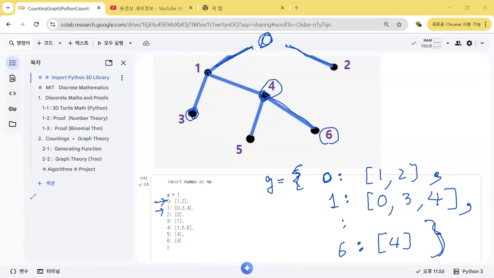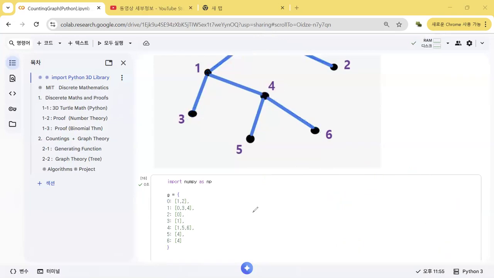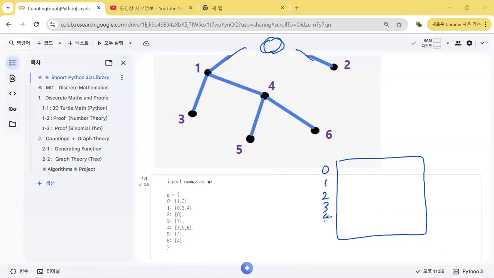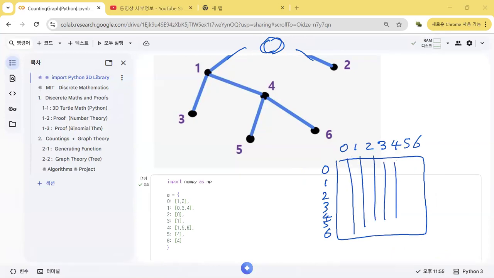But then how about the matrix representation? For the matrix representation, how many vertices are there? The starting one is zero. So there are seven vertices: 0, 1, 2, 3, 4, 5, 6, like this. And also there are 7 columns: 0, 1, 2, 3, 4, 5, 6. Then how to give the numbers? So like this.